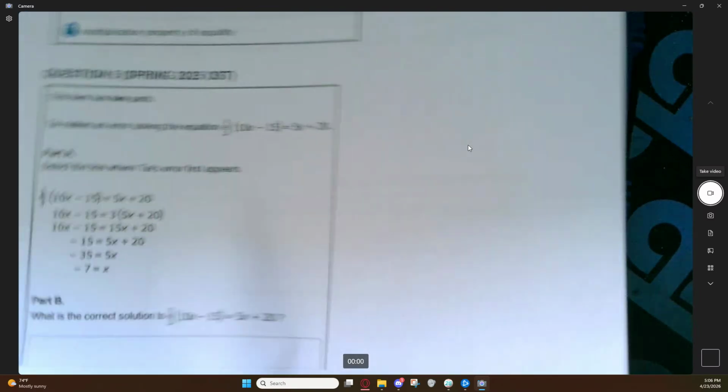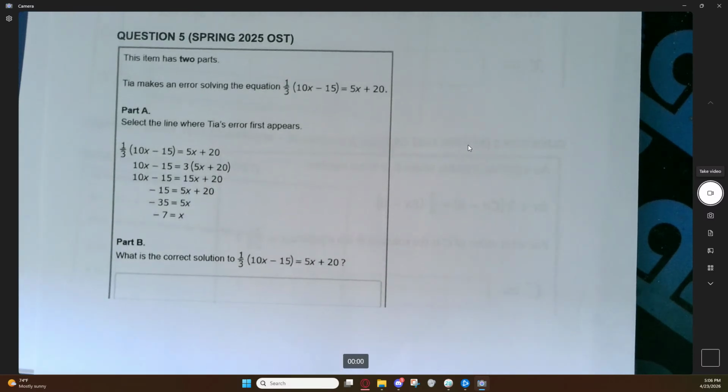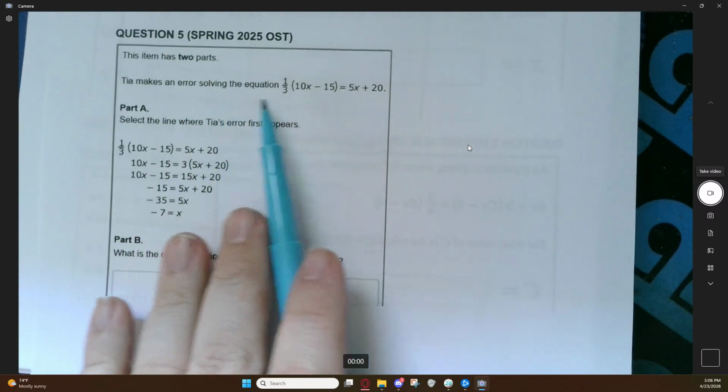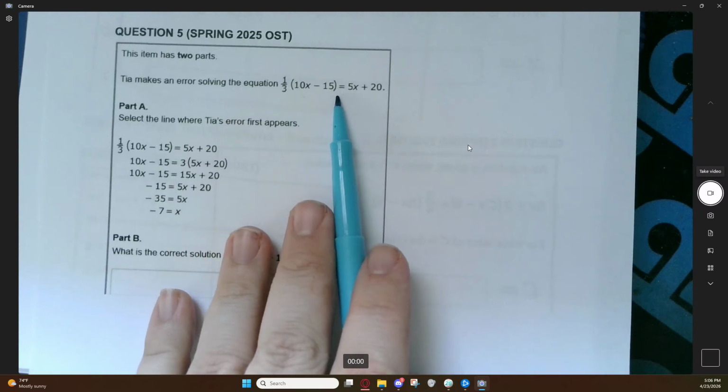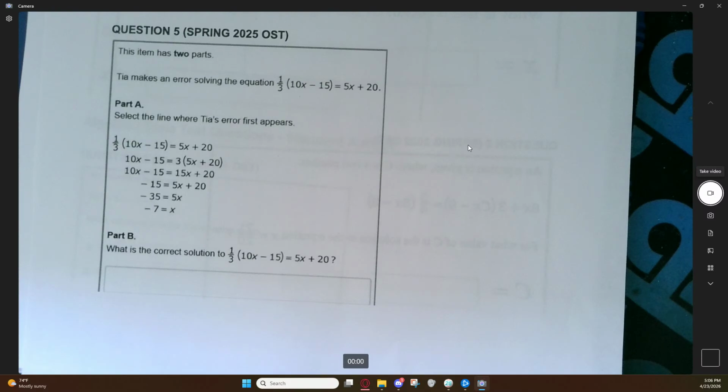Based on the rule that we learned earlier. Question 5. This item has 2 parts. Once again, could be worth 2 points out of the 15 you need on the test. Tia makes an error solving the equation 1/3 (10x minus 15) equals 5x plus 20. Select the line where her error first appears.